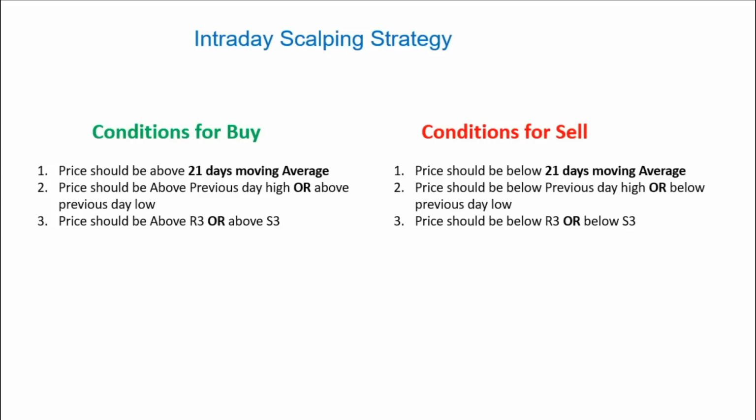Now we can see the conditions for selling. For selling, the price should always be below the 21 days moving average, and price should be below the previous day high or it can be below the previous day low, and price should be below R3 or below S3.